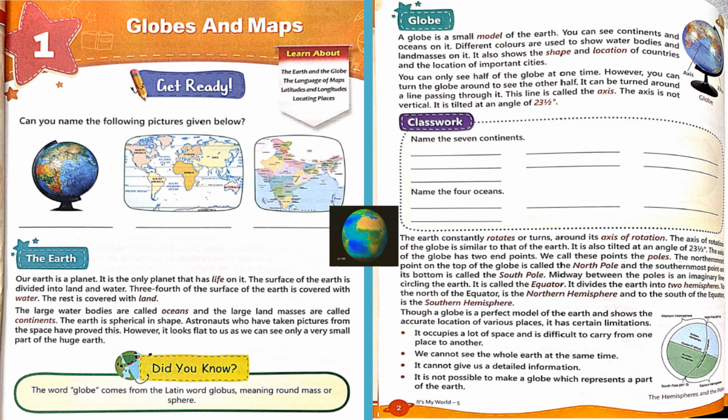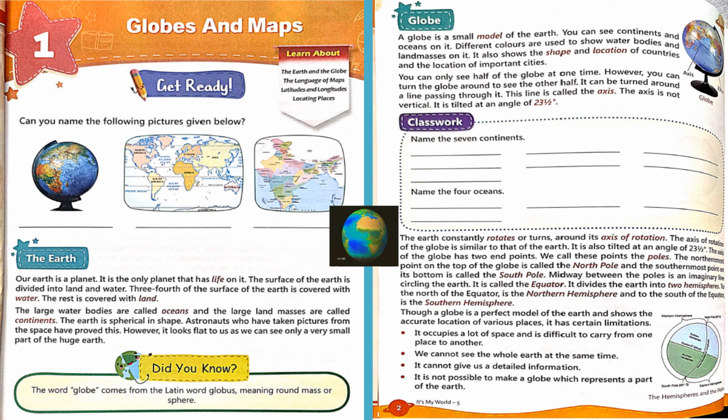These are the certain limitations. These are some disadvantages. It occupies a lot of space and is difficult to carry from one place to another. We cannot see the whole earth at the same time. Next, it cannot give us a detailed information. Last, it is not possible to make a globe which represents a part of the earth.